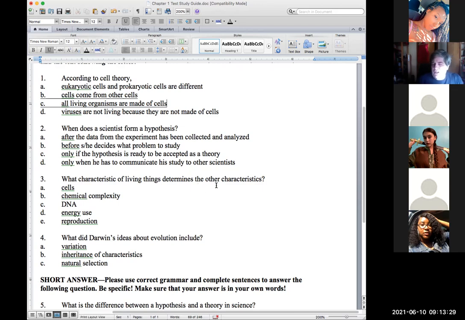What characteristic of living things determines the other characteristics? Well, remember we said the factor that really controls all the characteristics that we see in living organisms is the DNA.